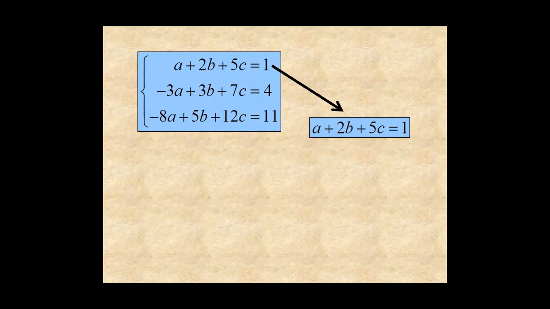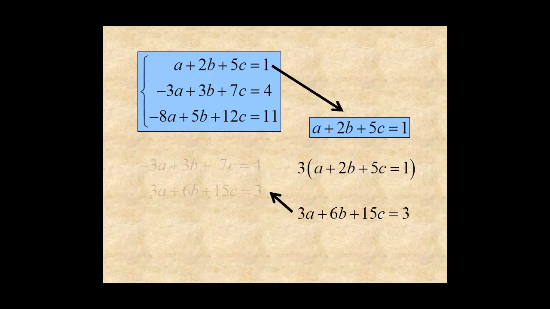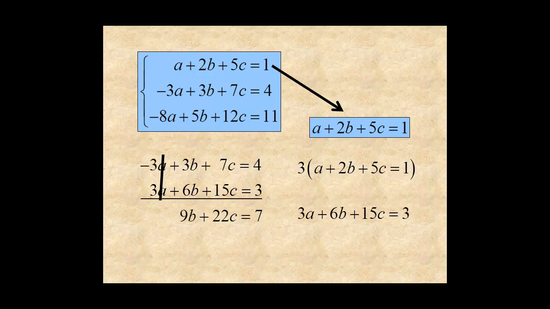To begin, multiply the first equation by 3. Then add to the second equation. Negative 3a plus 3a is 0, and the a variable is eliminated from the second equation. The new version of equation 2 is labeled as equation 4.